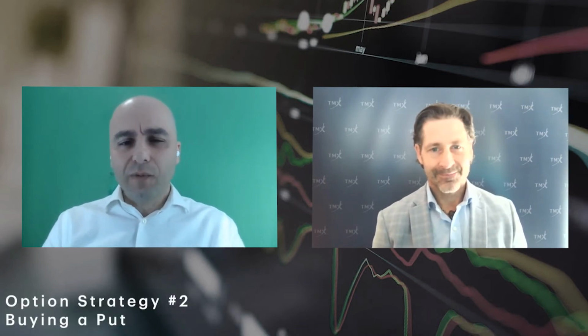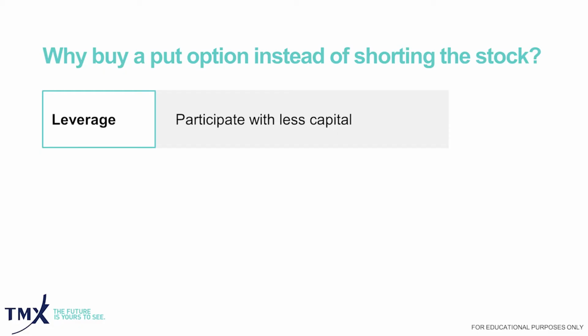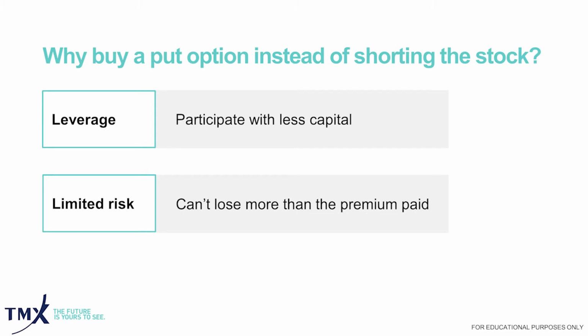So let's move on to that other strategy that you mentioned before, which is buying a put. What might we consider with this strategy? Well, for this particular example, I want to specifically look at trading a bearish directional bias. You have the same benefits as I just went through with the call options, in that you're going to participate with less capital and you can't lose any more than the premium you've paid.